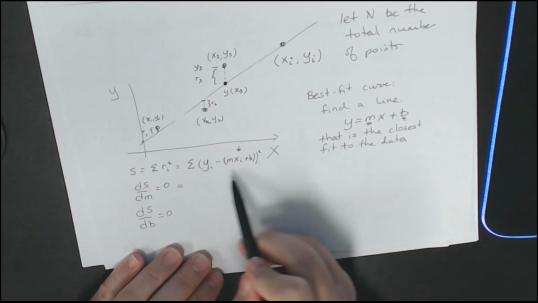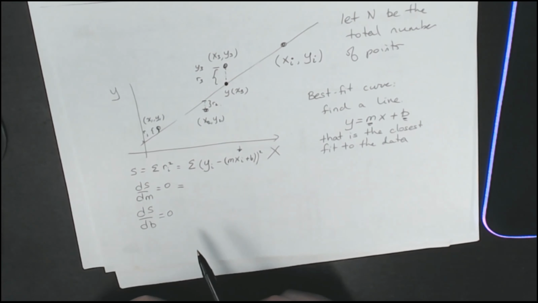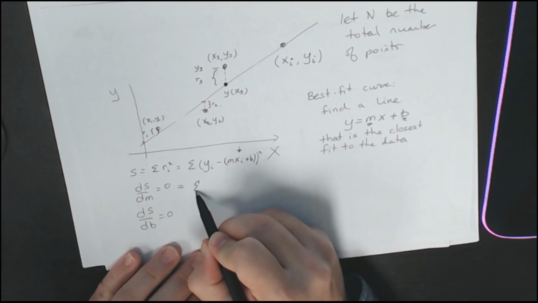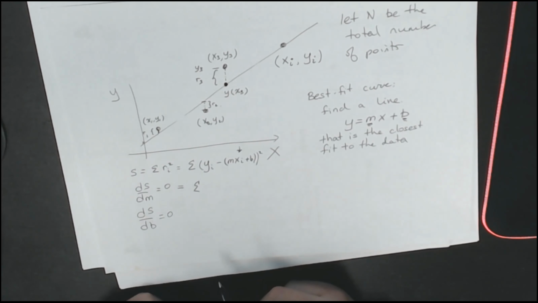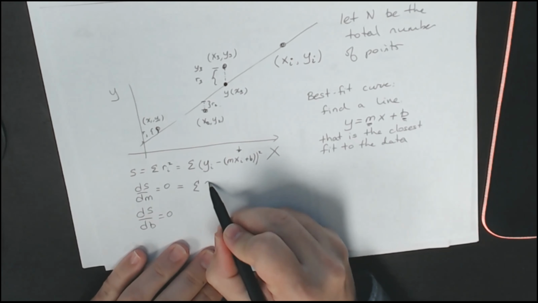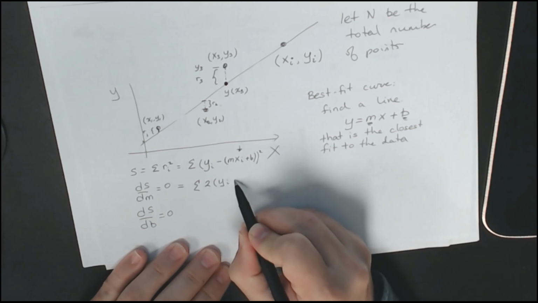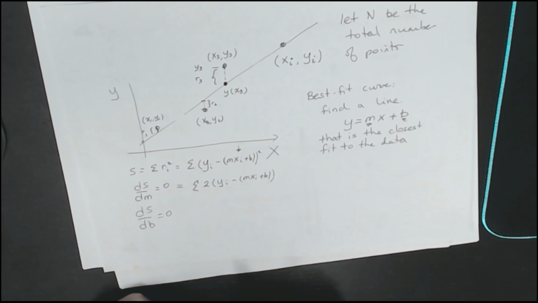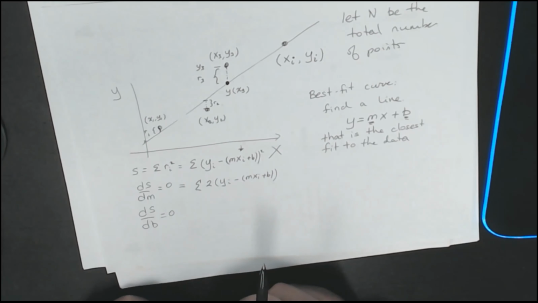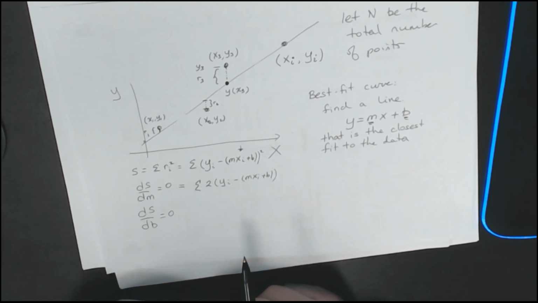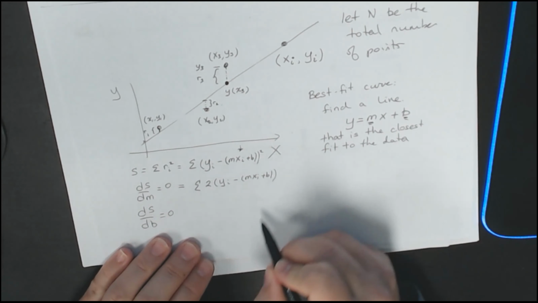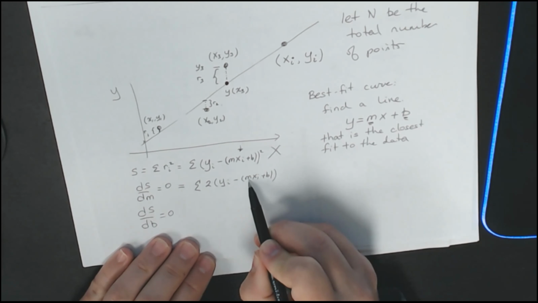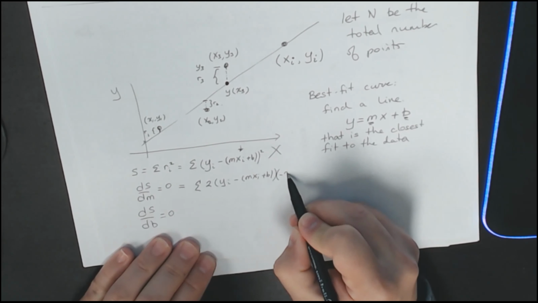Well, what I have to do is I have to take this expression and take the derivative of it. Again, the derivative of a sum is the sum of the derivatives. So that's just going to be equal to 2 times (yi minus (mxi plus b)), times the derivative of the inside. And what's tricky about this is the derivative here is with respect to m. It's not with respect to x. It's with respect to m. So if you look at this expression, what's the derivative of this whole thing with respect to m? Minus xi.